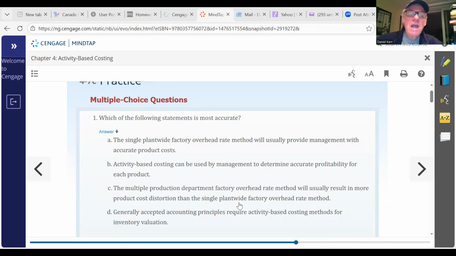So let's see. A, single plant-wide factory overhead rate. Well, what I want you to do here, I'm sorry, I made a mistake.